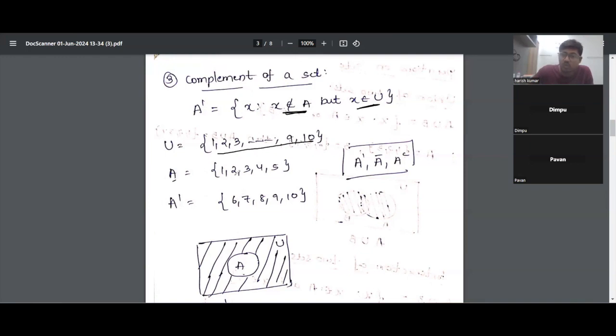Now set A is 1, 2, 3, 4, 5. What will be the set A complement? It should not belong to A, which means 1, 2, 3, 4, 5 should not be there, but it should belong to the universal set. So it will have 6, 7, 8, 9, 10. Understood? Yes, sir. It can be represented as A dash, or A with a C written above it. This is the Venn diagram of the complement: whatever is in A, I'll not consider; everything else outside A in the universal set, I'll consider.